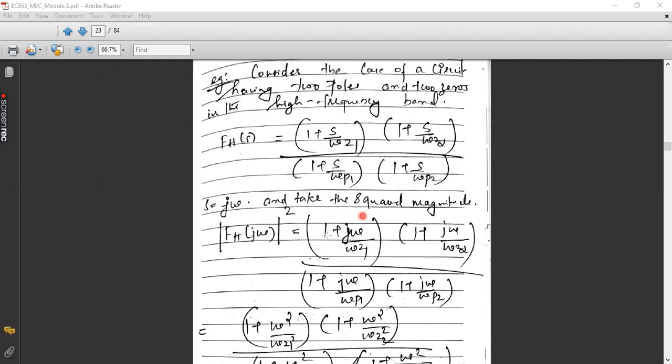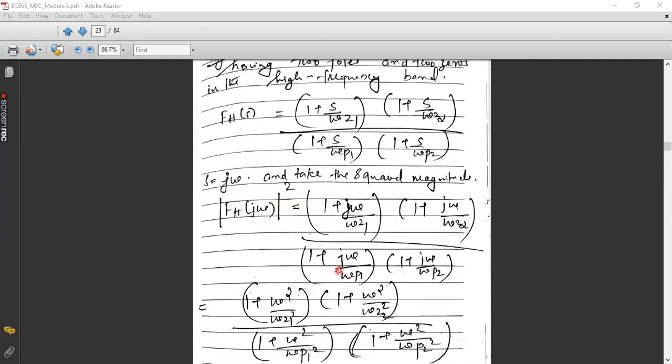So the magnitude of this particular term will be root of 1 square plus omega square by omega z1 square. For each term, there will be a square root and square terms. So later I have incorporated the square term. If you are squaring that magnitude, then that square root will vanish, isn't it? So first you will be writing the magnitude and then you will be writing the squared magnitude. Squared magnitude means that the square root on the right hand side for each term will be deleted.